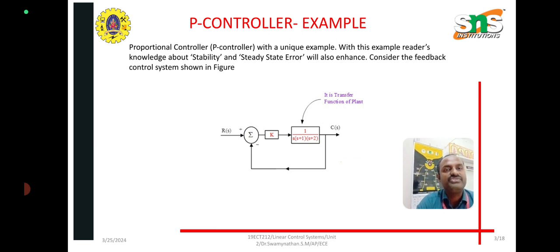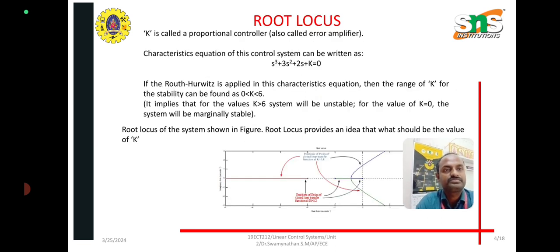Consider the feedback control system shown in the figure. Here R(s) is the input, followed by the summing point with plus and minus signs, K is the constant term, and the plant transfer function is 1 divided by s(s+1)(s+2), and C(s) is the output. In the root locus method, K is a proportional constant, also called the error amplifier. The characteristic equation is given.